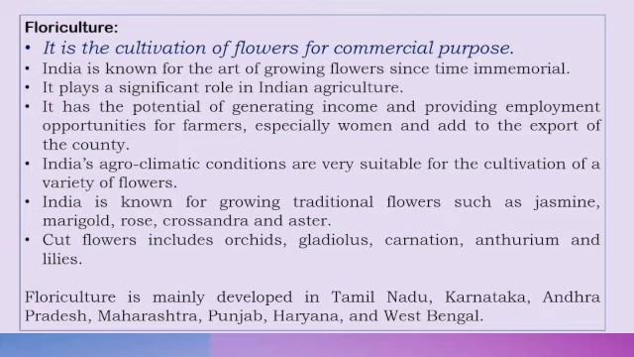In India, growing traditional flowers. India is known for growing traditional flowers such as jasmine, marigold, rose, cassandra, and aster. And cut flowers include orchids, gladiolus, carnation, anthurium, and lilies. So these are the important varieties of flowers which are grown in India. And floriculture is mainly developed in Tamil Nadu, Karnataka, Andhra Pradesh, Maharashtra, Punjab, Haryana, and West Bengal.